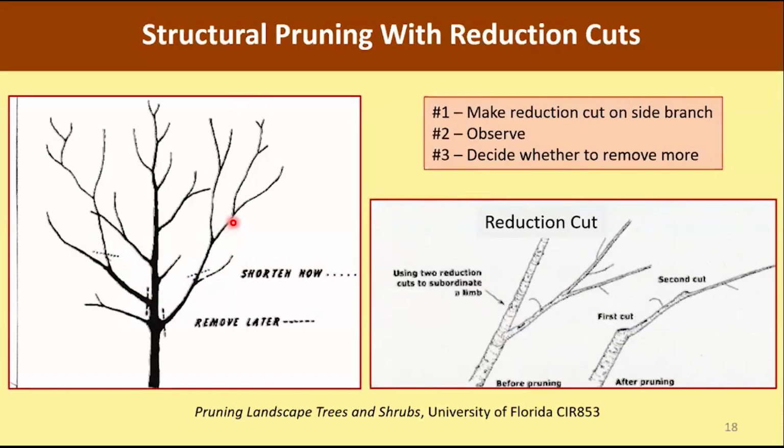So in making reduction cuts, one option is to make smaller corrective cuts first. Watch how the plant responds and make more cuts if it's needed. The trade-off, of course, is we have to commit to checking how the tree responds and identify further problems annually in order to make corrections when it's needed.